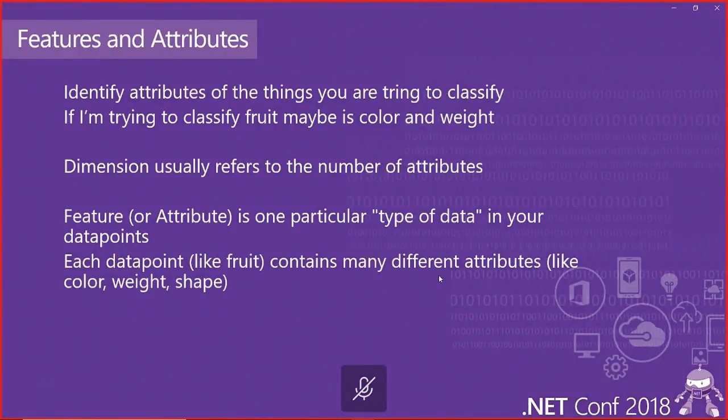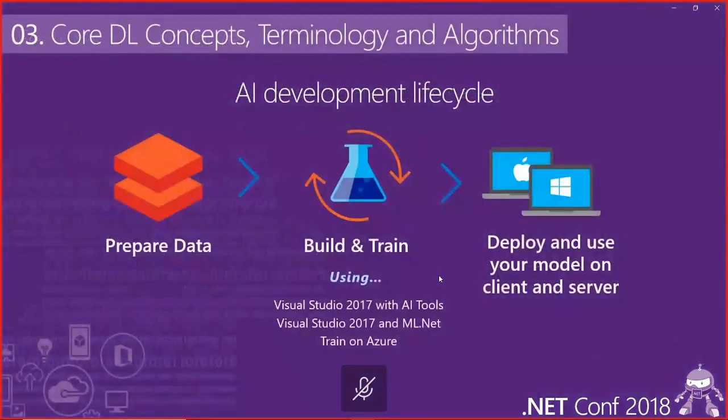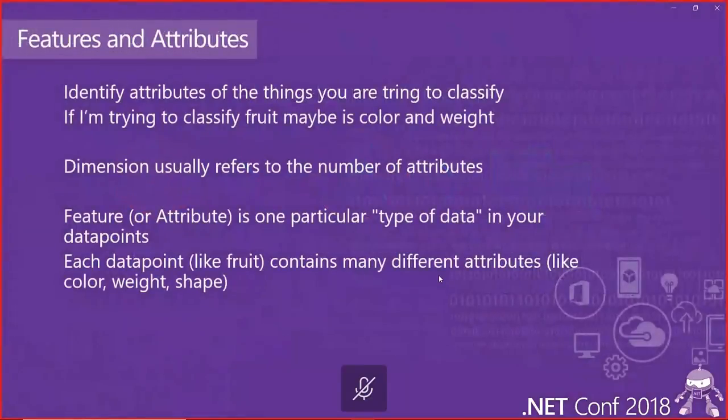So let's get a step back. Prepare the data. What does it mean to prepare the data? It means first to identify the attributes of the things you are trying to classify. If I'm trying to classify fruit, maybe the features, the attributes that I need are color and weight. Dimension usually refers to the number of attributes. So in the case of color and weight, we have two dimensions.